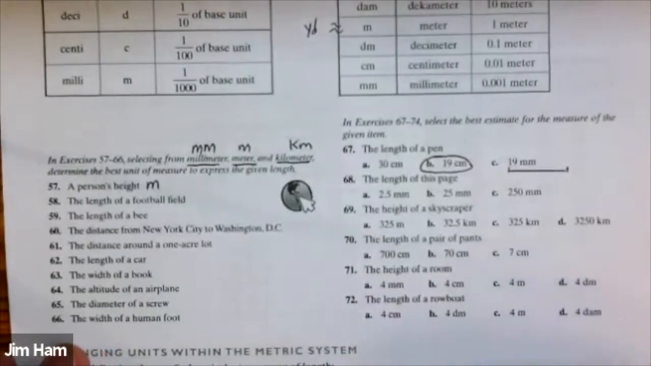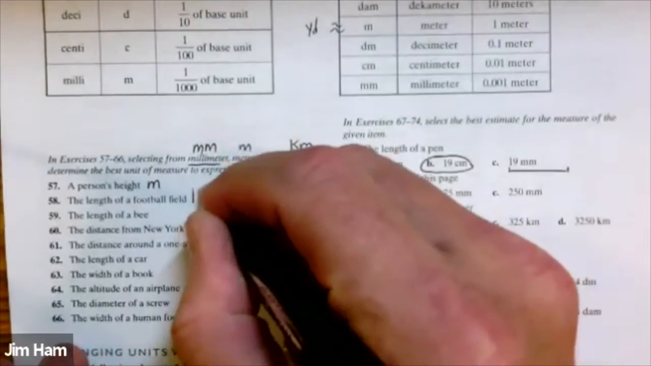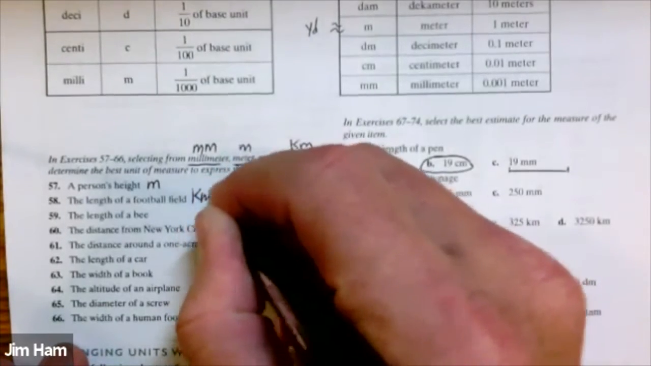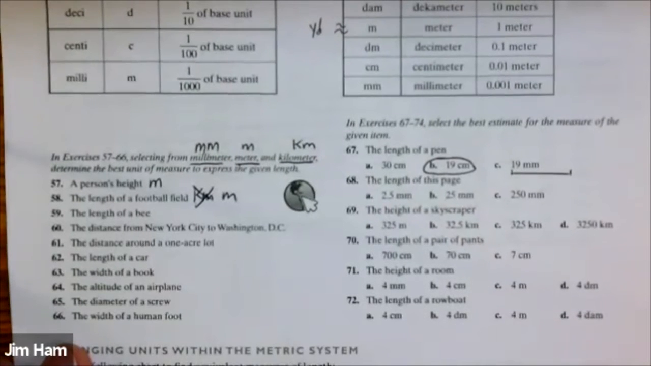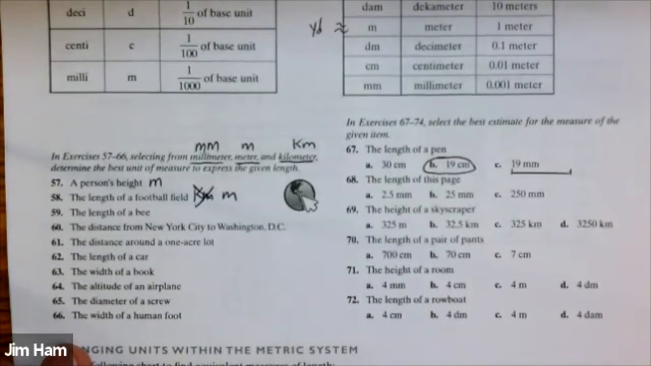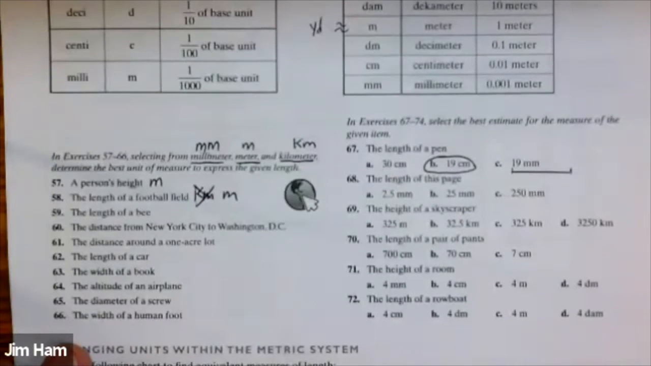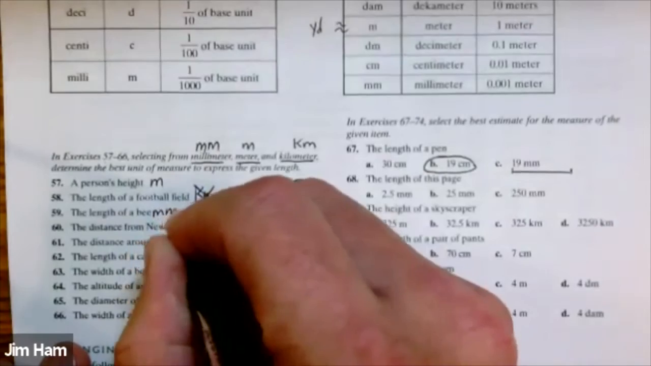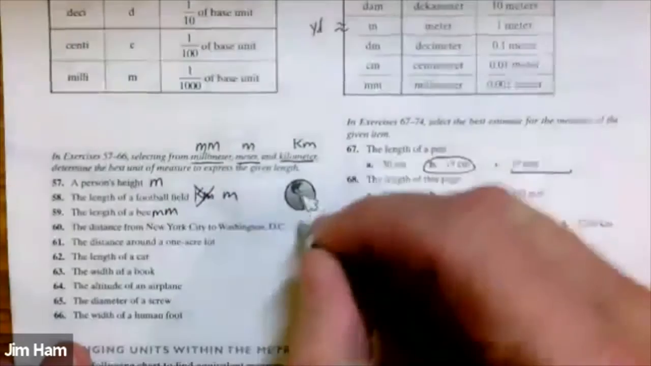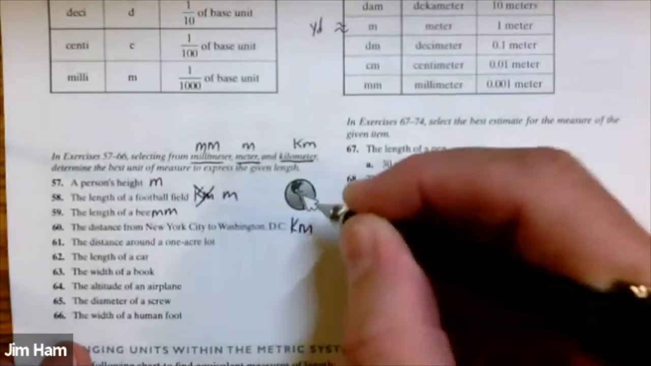Okay, so just quickly check your work. Length of a football field. Kilometers is probably too large. Like we say a football field's 100 yards long, we'd probably just say it's close to 100 meters long as well. Length of a bee, probably in millimeters. Distance from New York to DC, kilometers.